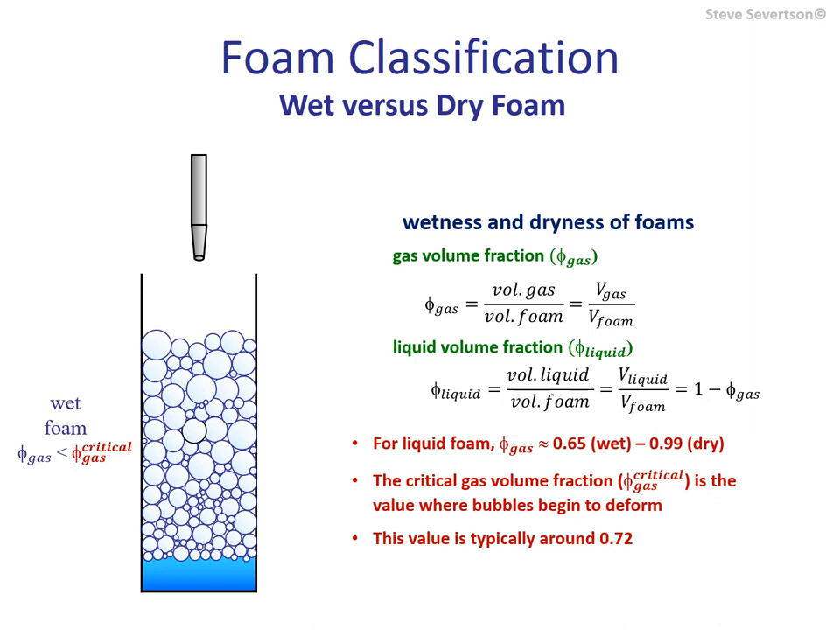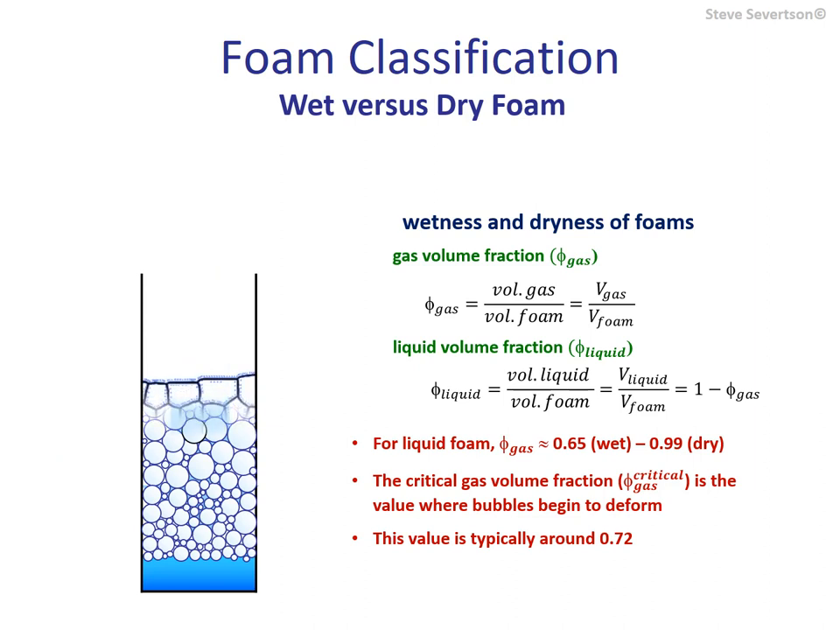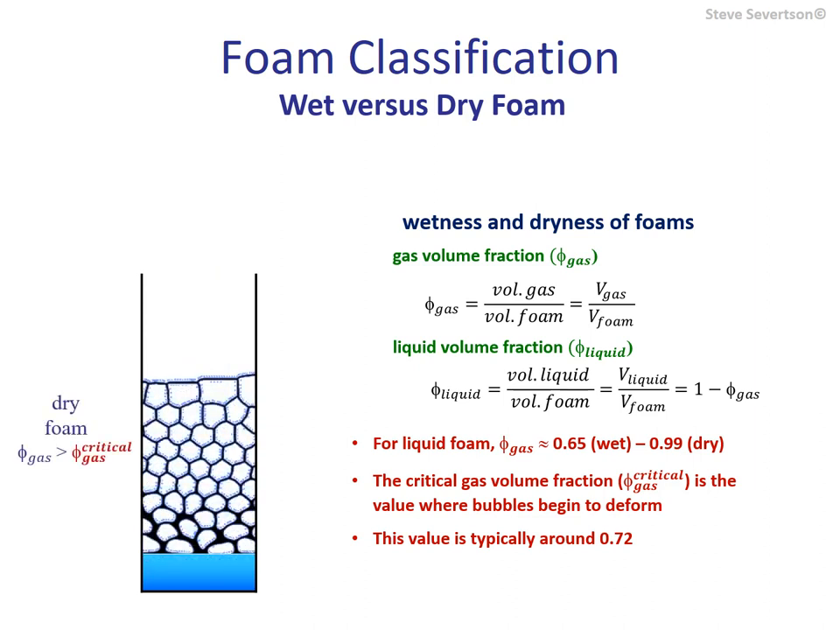As a foam evolves, its gas fraction rises. Although there is no fixed convention for labeling a dry foam, here we take it as foams above their critical gas fraction. In a column such as this, there is a significant moisture gradient over the column's height. The foam at the top of the column is drier than the foam at the bottom.